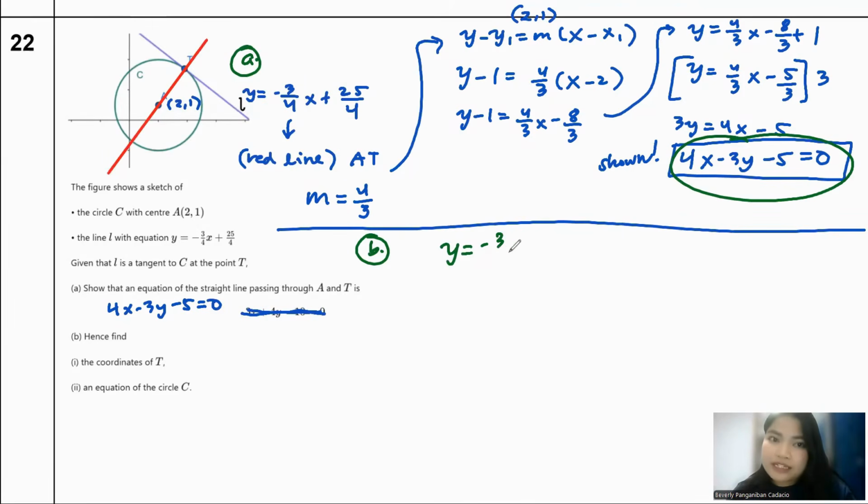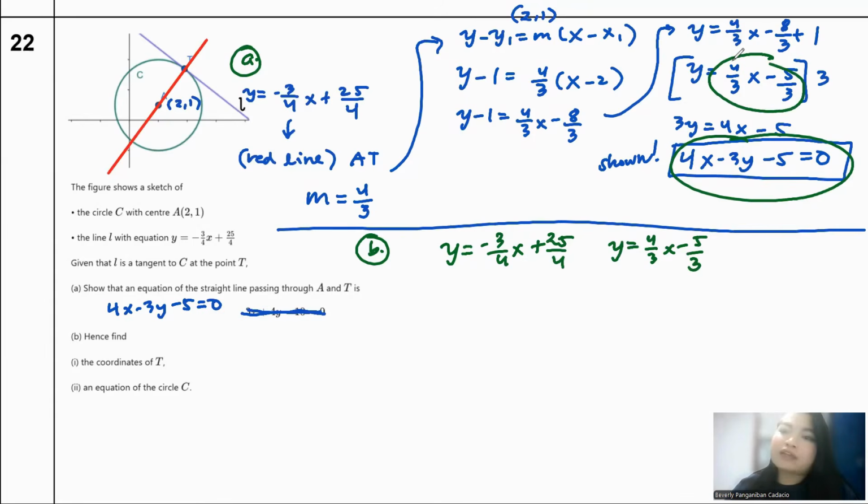Let me just write. This is the equation of the violet diagonal line, y equals negative 3/4 x plus 25/4. And the other one, the straight red line, is y equals 4/3 x minus 5/3. If you have different ways, go ahead. But what I'm going to do is substitute each other, so that's why I'm putting it there.